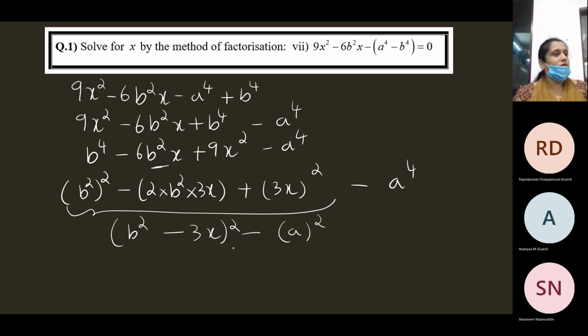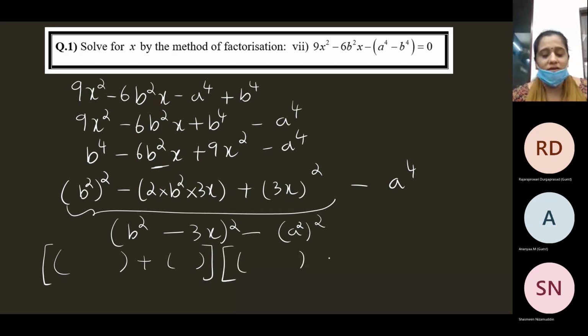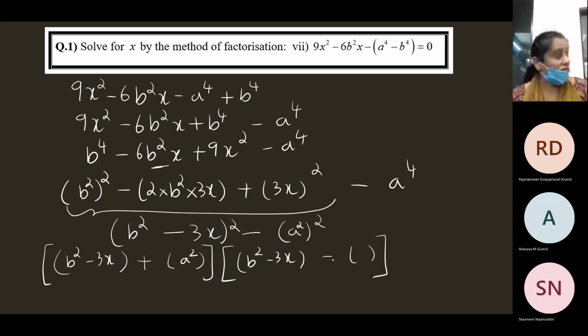Now this is of the form a square the whole square. Thanks, Harini. So now again, this is of the form p square minus q square, which is p plus q into p minus q. Correct? So this will be p plus q in one bracket and p minus q in the other bracket. So what is p? Tell me. B square minus 3x. Q is a square. B square minus 3x. A square, yes or no?